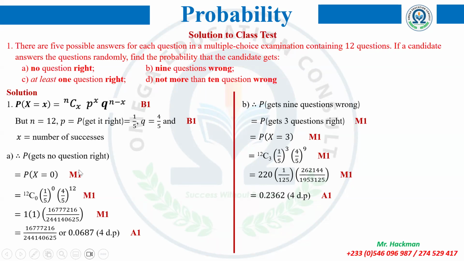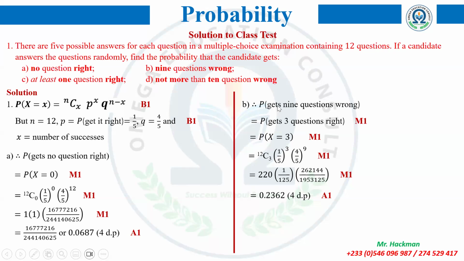I guess my point is well made here. So B: P gets 9 questions wrong. So we are looking at 9 questions wrong. The event here is in terms of a failure, so we have to move it to our success, because it's not in terms of right. If you get 9 questions wrong out of 12 questions, obviously it means that you get 3 questions right.